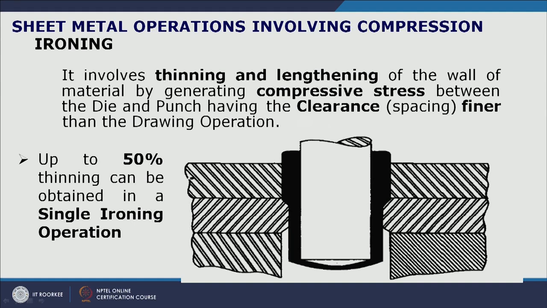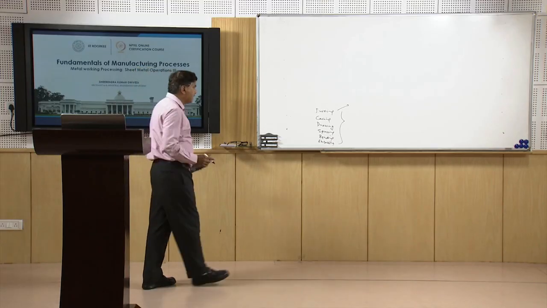The clearance in this case is finer than that used for the drawing operation, and up to 50% thinning can be achieved in a single ironing operation. Here we see the wall thickness of the sheet metal is bigger before ironing, and when the punch pushes the metal through the die in this zone, it is compressed, and the flow of the metal leads to an increase in length and a reduction in wall thickness, which facilitates the process of ironing. So, this is the ironing process.